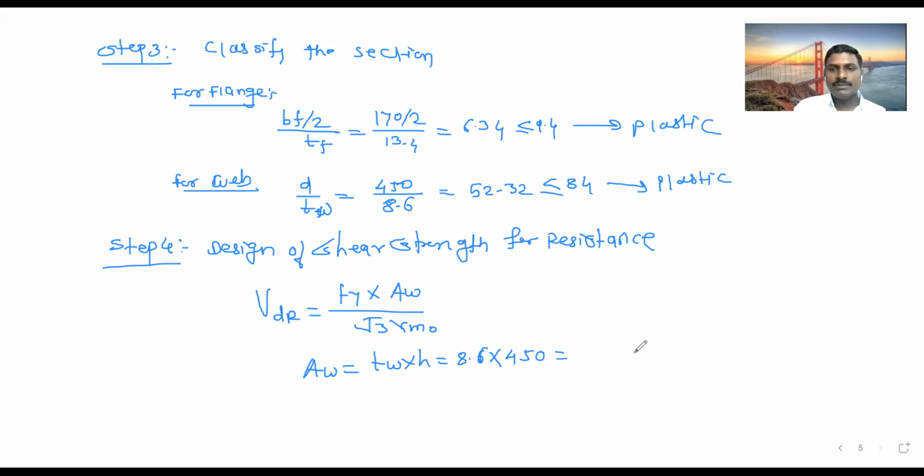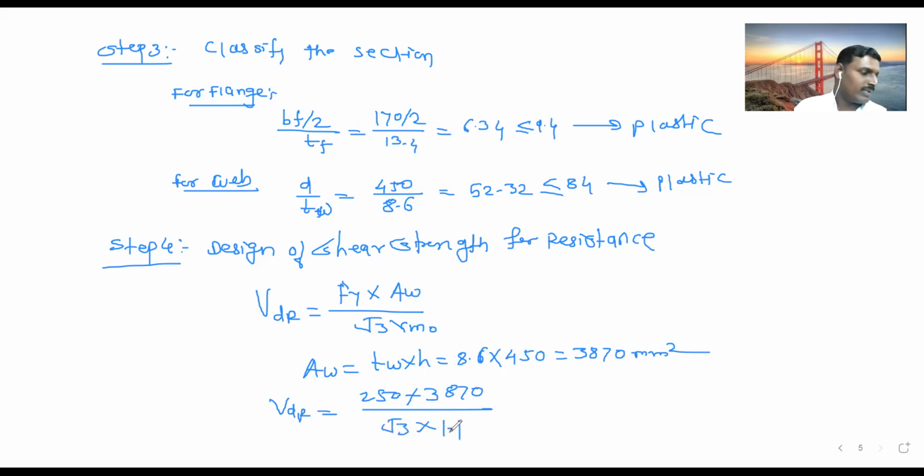So how much is this calculation? 3,870. 3870. So now calculate VDR. VDR is equal to Fy, 250, into 3870 divided by root 3 into gamma m0, which is 1.1. So how much is VDR? Tell me in kilonewton.